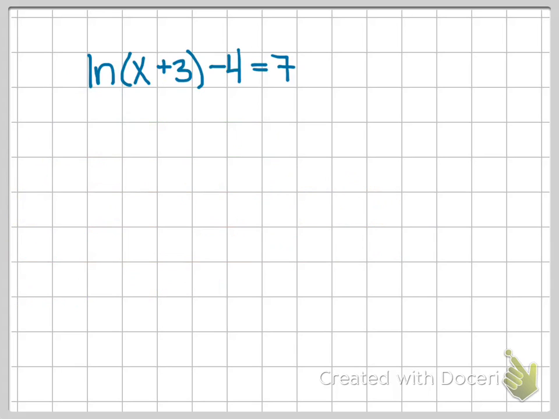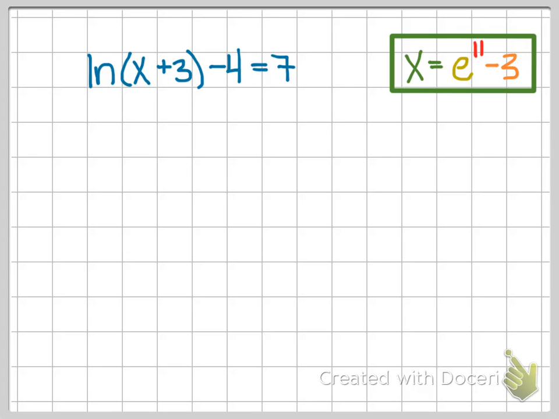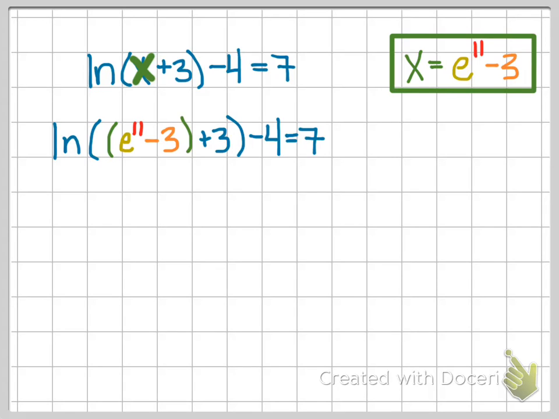So now that we have our solution, let's test our solution in our equation. So similar to the function composition, I'm going to take my x value and substitute it into my original equation. So it's going to be rewritten as the natural log of the quantity e to the power of 11 take away 3, then added to 3, finally taking away 4, should be equal to 7.